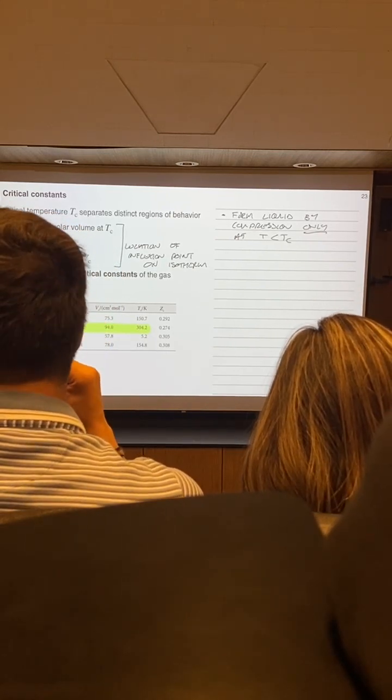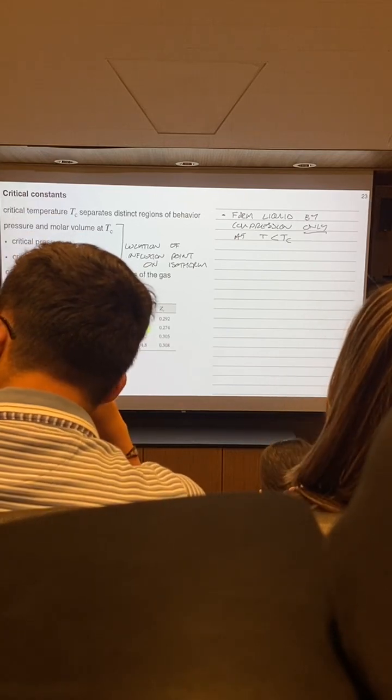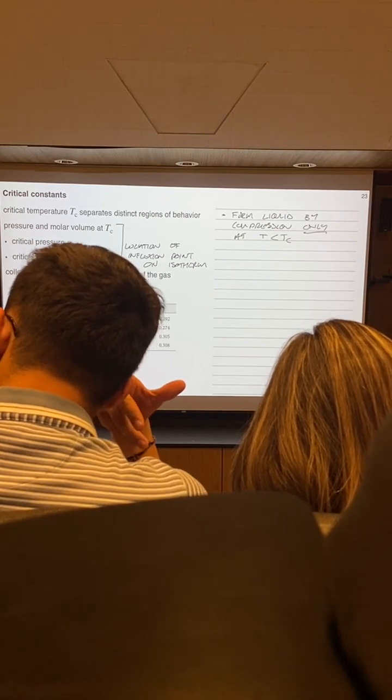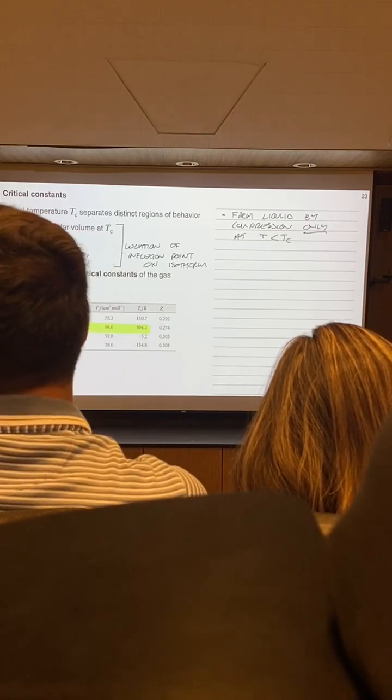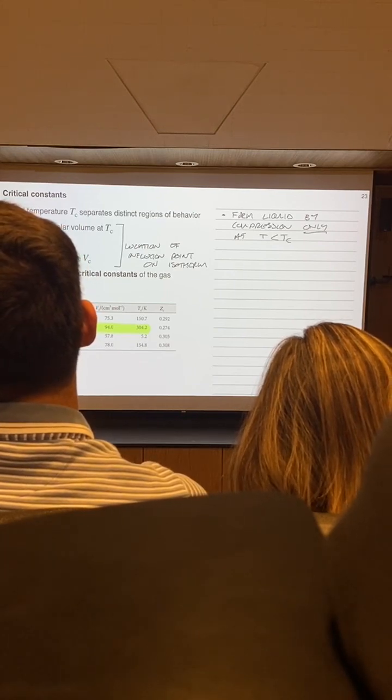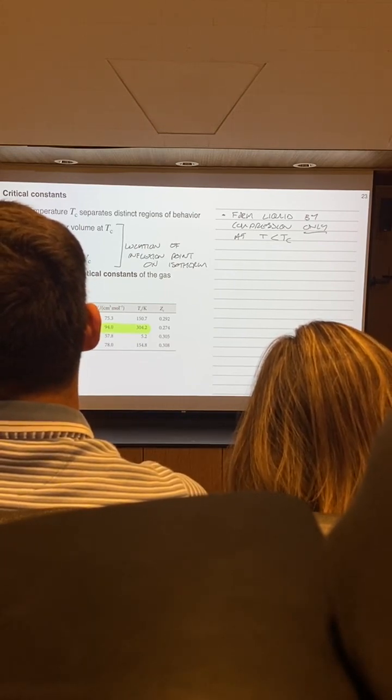Other gases have very different critical temperatures. Oxygen, for example, has a critical temperature of about 155 Kelvin. That is, if you compress oxygen, it won't liquefy unless the temperature is below 155 Kelvin. You can't liquefy oxygen above that. Other gases that you're probably familiar with can be readily compressed.